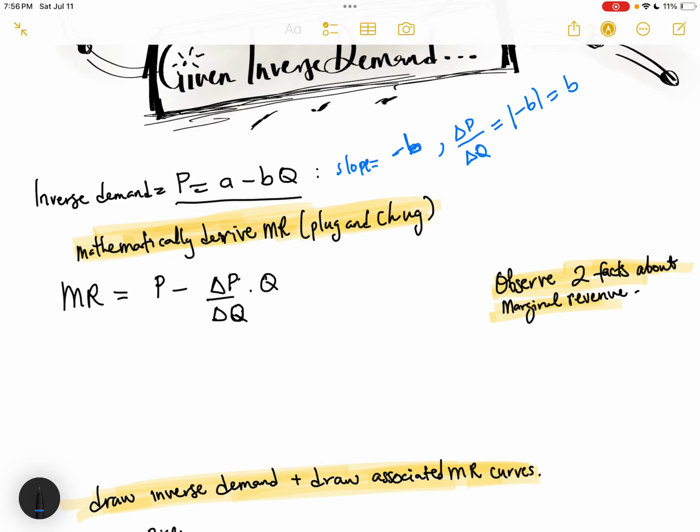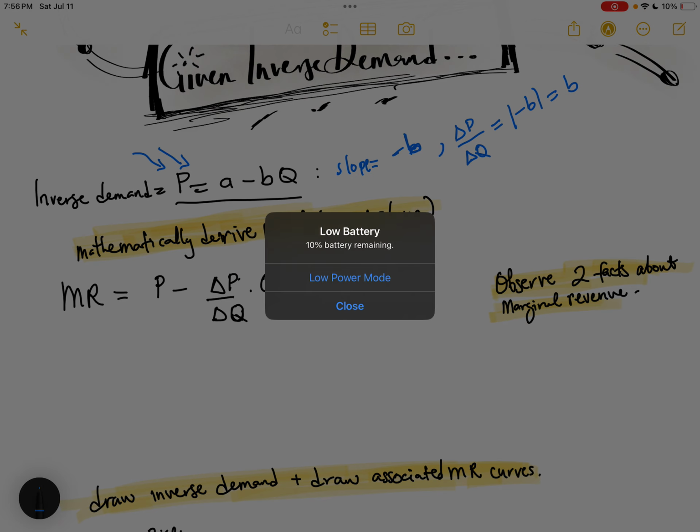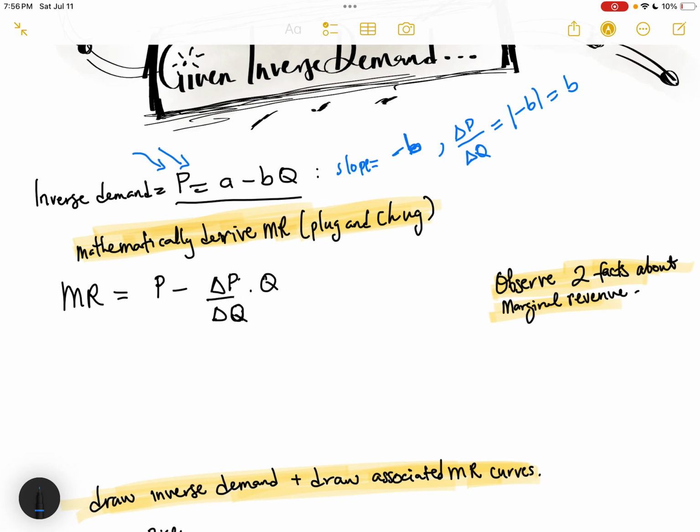All right, so marginal revenue is equal to P minus change in P over change in Q times Q. And so where is the plug and chug? Well, what is P? You go back to the inverse demand curve, up here, and you will notice that P equals A minus BQ. Let's write it down. A minus BQ, right? Minus, well, change in P over change in Q. Well, that is our B. And then we multiply that by the Q right there.